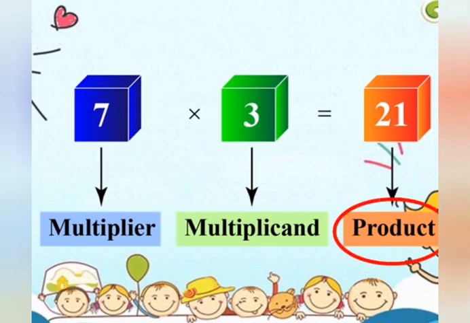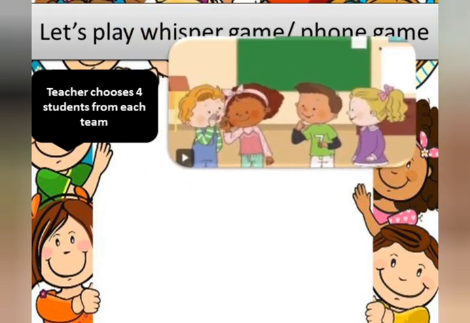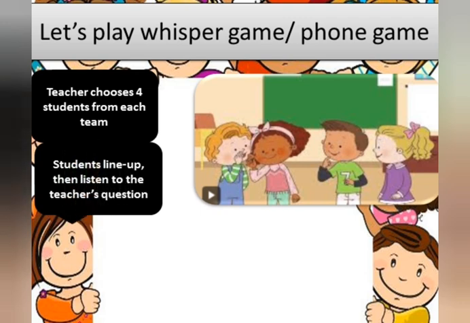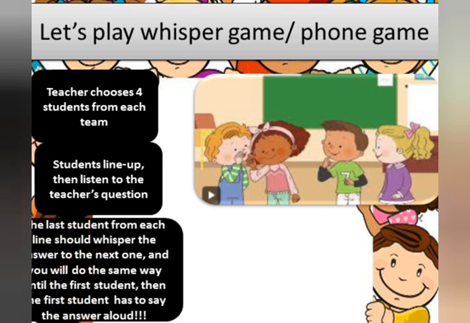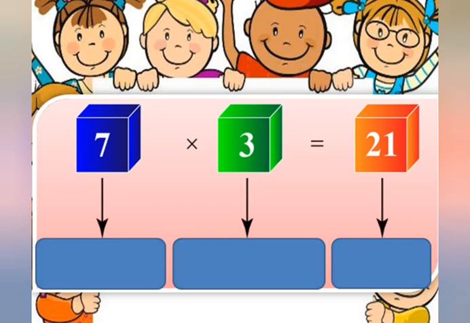Okay. So now let's play whisper game or phone game. The teacher chooses 4 students from each team. The students line up and then listen to the teacher's question. From the last student to the first one, they have to whisper, and the first one should say the word aloud. You will get stars for winning. Okay, let's start with this one.